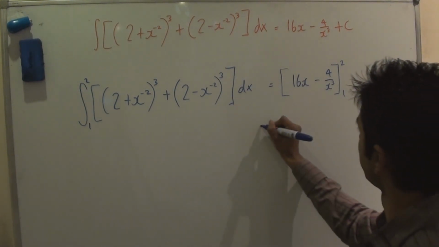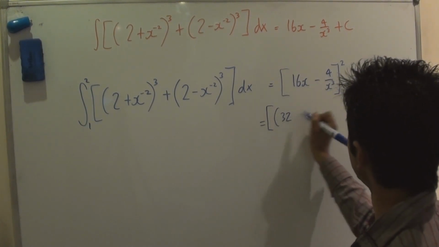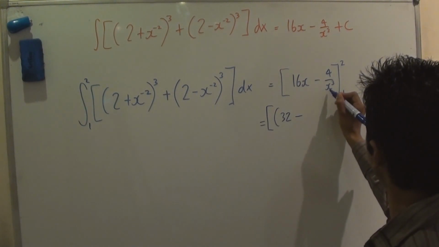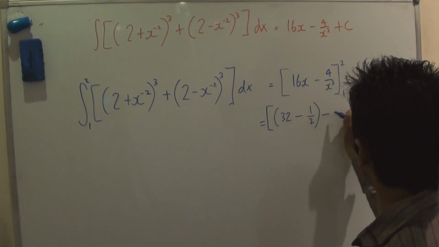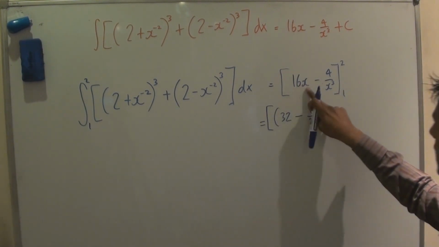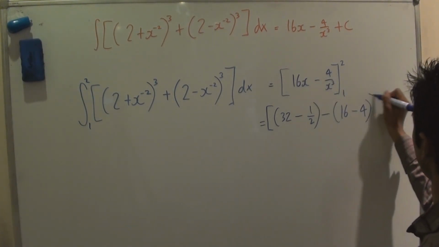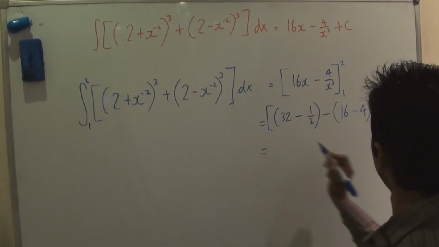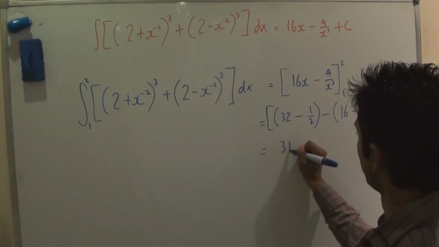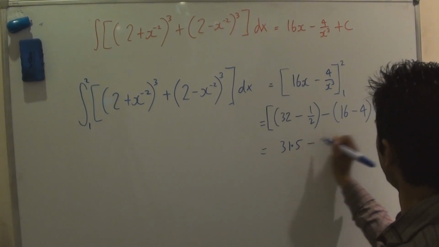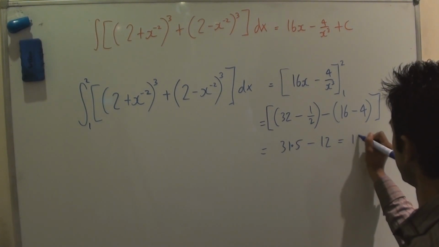Now we can start to substitute in. So we have 16 times 2, which is 32, minus 4 over 2 cubed, which is 8. So 4 over 8, which is a half. Minus, now we substitute the 1 in. 16 times 1 is 16, minus 4 over 1 cubed, which is 4. We have that. So what does this simplify to? Well, we have 32 take away a half, which is 31.5, minus 16 take away 4, which is 12. 31.5 take away 12 is 19 and a half.